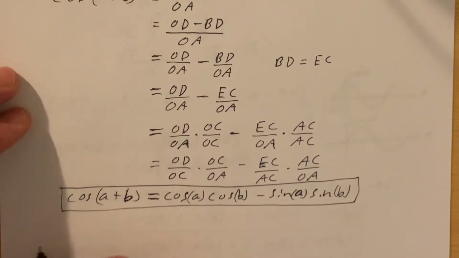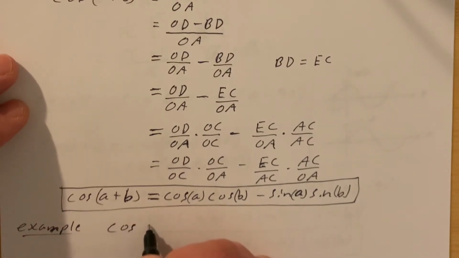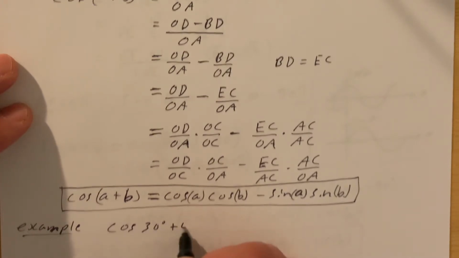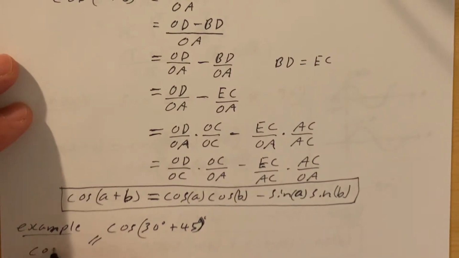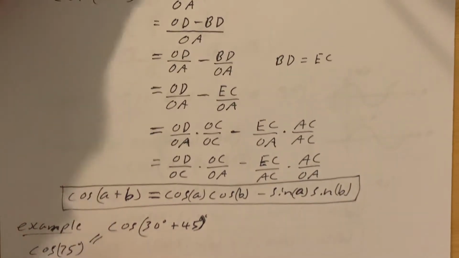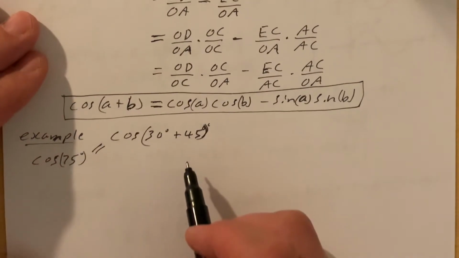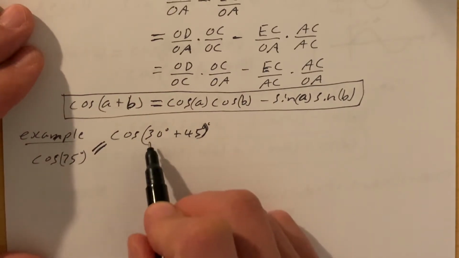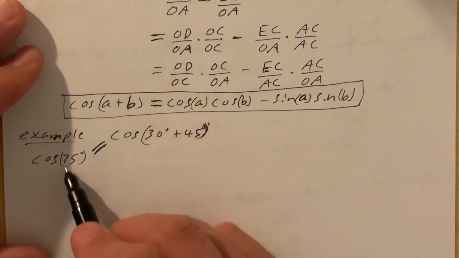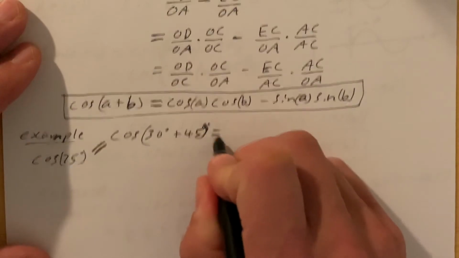So if we wanted to do, let's say as an example, cos of 30 degrees plus 45 degrees. Okay, so we want to do that. Well, that actually equals cos of 75 degrees. So if we want to find out what cos of 75 degrees is in an exact value, we could break it up into two angles where we know the cos and sine of these as exact values, okay, from our special triangles. So cos of 75, we can now maybe get an exact value for that.